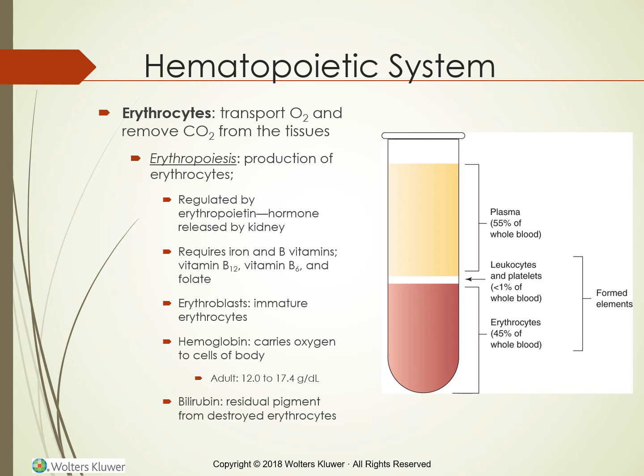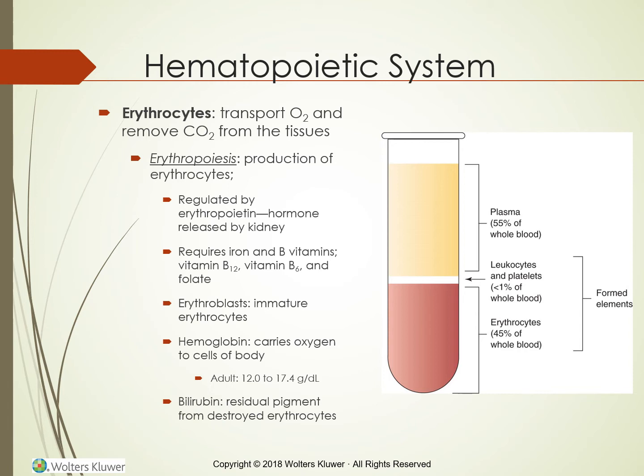After hemoglobin releases oxygen for use by the cells, the blood becomes dark red. The hemoglobin is then called reduced or deoxygenated hemoglobin owing to the acquisition of carbon dioxide from cellular metabolism. In adults, the normal range of hemoglobin is 12.0 to 17.4 grams per dL. The amount of hemoglobin can vary depending on the sex of the individual.